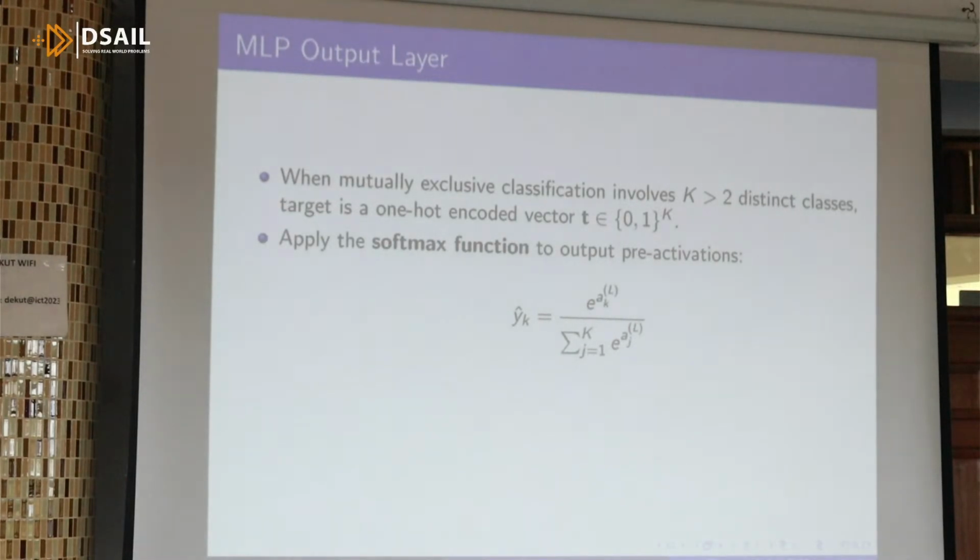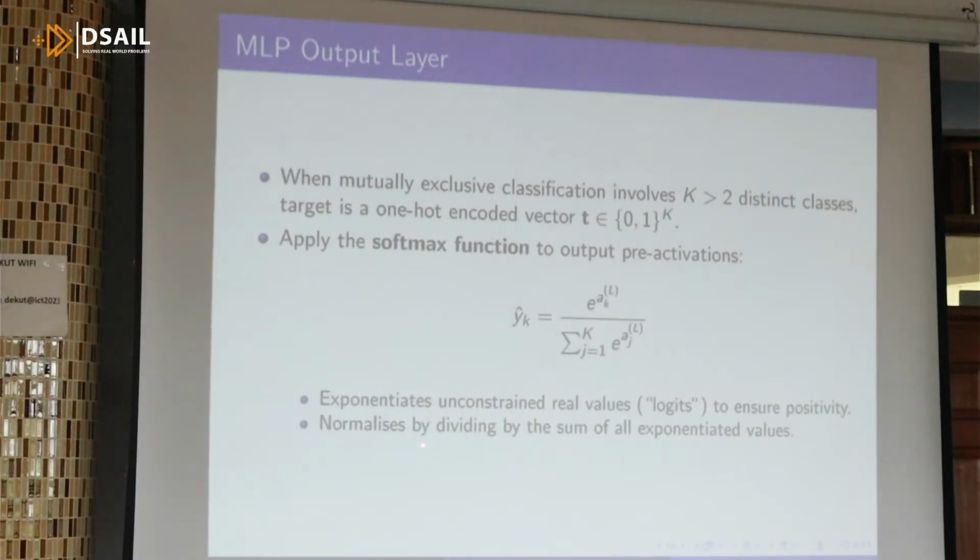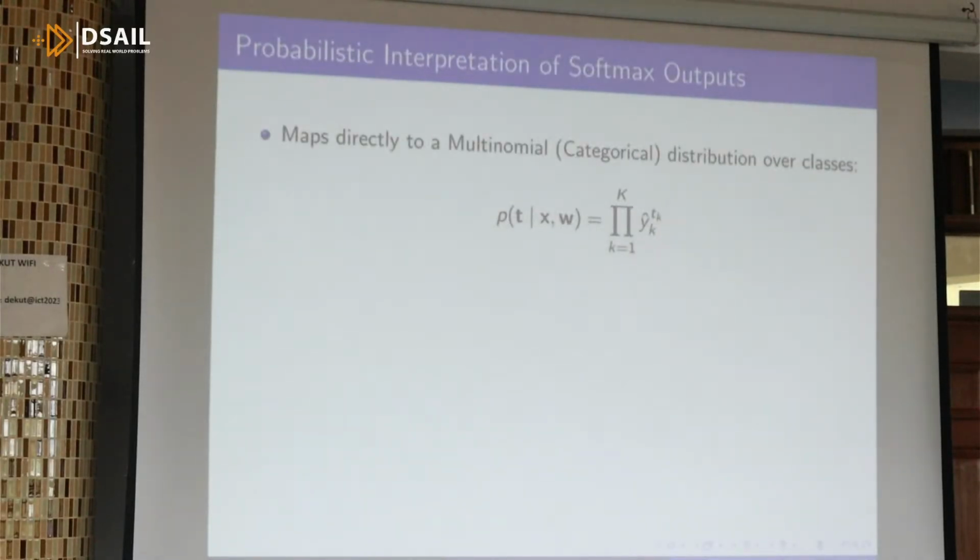And that 0.6, 0.3, and 0.1 are really exponentiated values. You've taken the outputs of the last layer and exponentiated them. So you exponentiate unconstrained real values, known as logits, to ensure positivity. Even if the value is -1, for example, when you exponentiate it, e to the -1 is always positive. As in, e to any value is always a positive value. So the idea is to turn them into positive values, and you normalize by dividing by the sum of all exponentiated values.